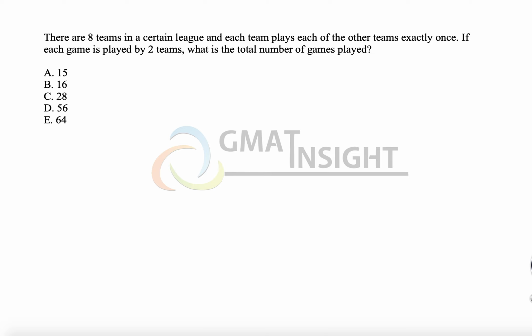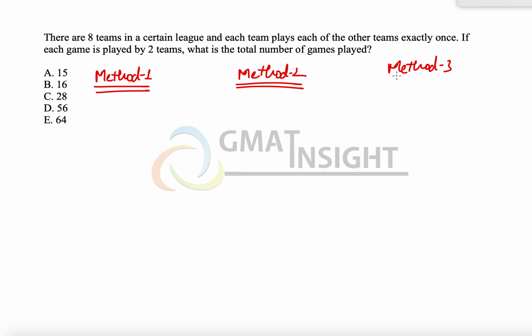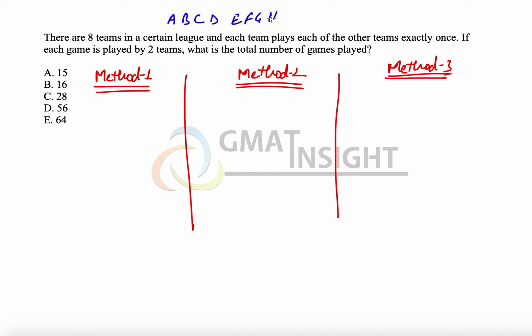So I would like to discuss with you 3 different methods of answering this question. Now let's quickly see. Method 1, then method 2, and then method 3. So method 1 is quite simple. We'll start looking at this question from the simple fundamental principle of counting. So let us see. If there are 8 teams, let's name them A, B, C, D, E, F, G, H.